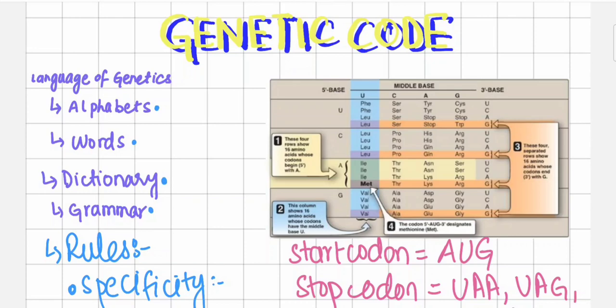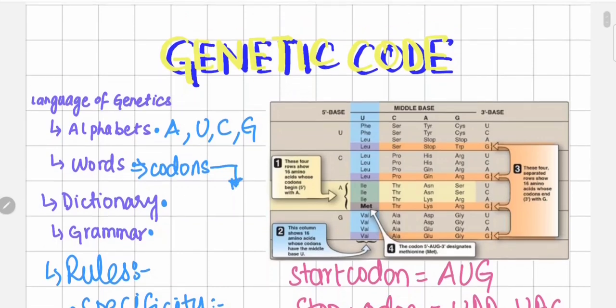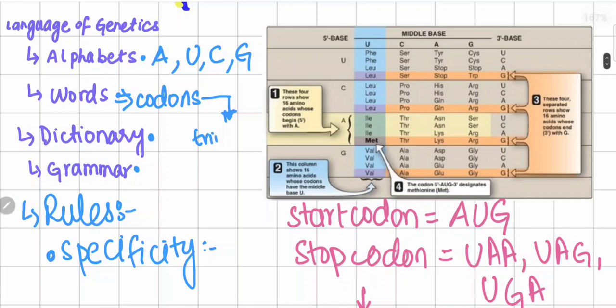The alphabets of the genetic code are adenine, uracil, cytosine, and guanine. We have only 4 alphabets. What are the words? The words are called codons. And one rule of the grammar, a universal rule, is that these codons are always triplets. Every word must consist of 3 alphabets in various arrangements to form one word.